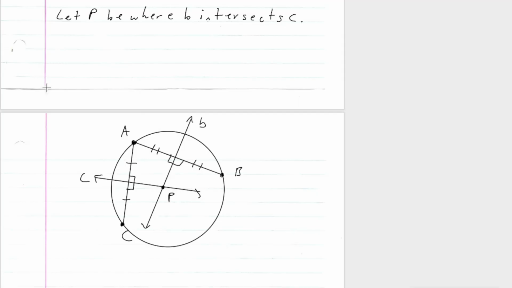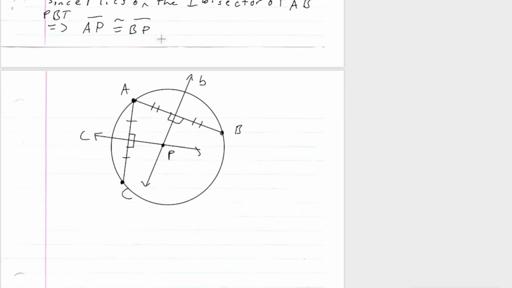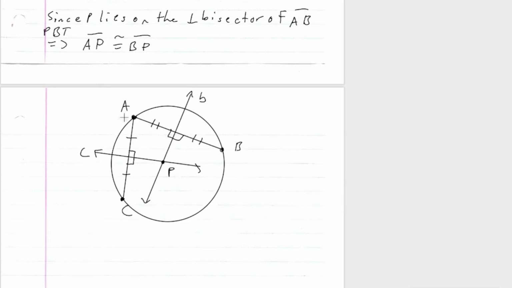Okay? So since P lies on the perpendicular bisector of AB, this implies by the perpendicular bisector theorem, right, that AP is going to be congruent to BP, right? So let's go ahead and draw those segments. So AP is going to be congruent to BP, right?